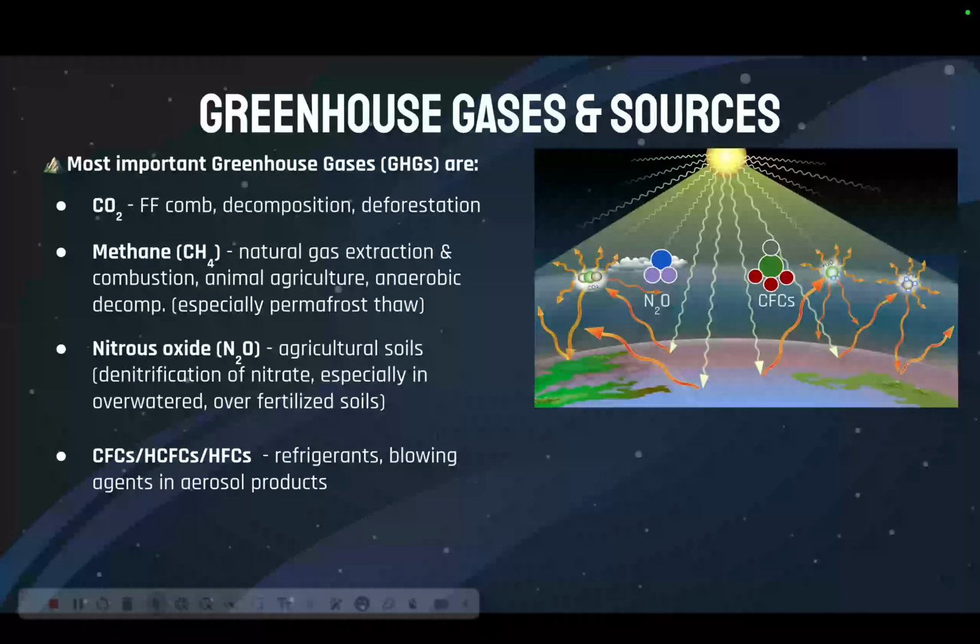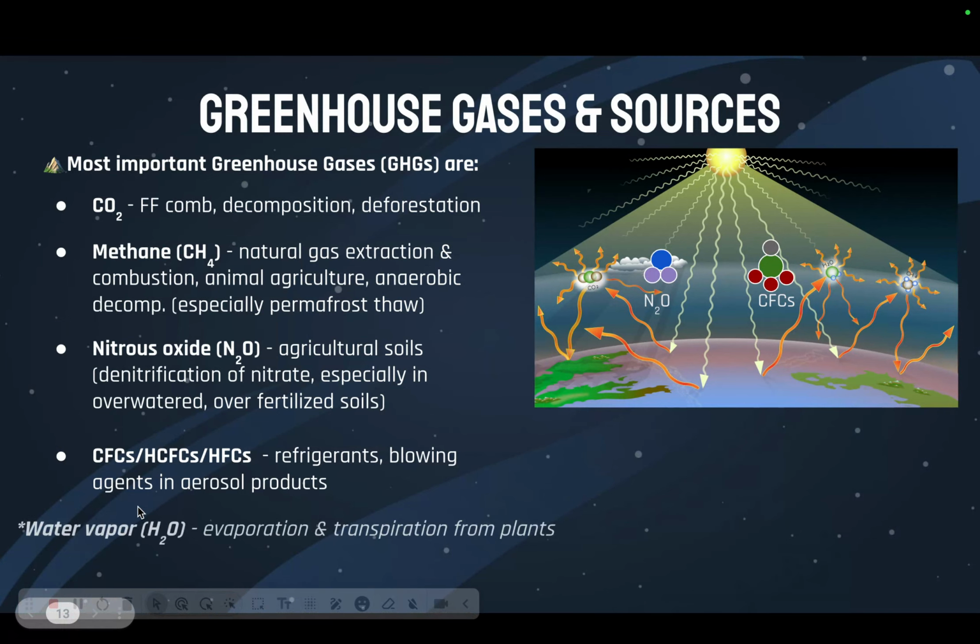Another greenhouse gas is CFCs. We just talked about those, and the HFCs. So all of those molecules that have chlorine, or even the hydrofluorocarbons. Okay, so those come from refrigerants and also from the blowing agents that they use in pressurized cans. It's the gases that cause the aerosol particles to come out.